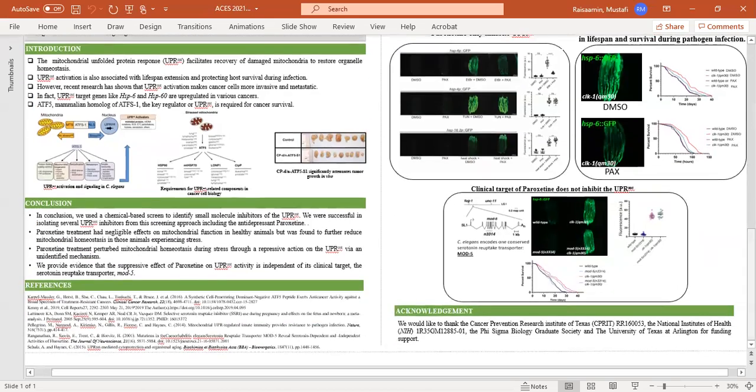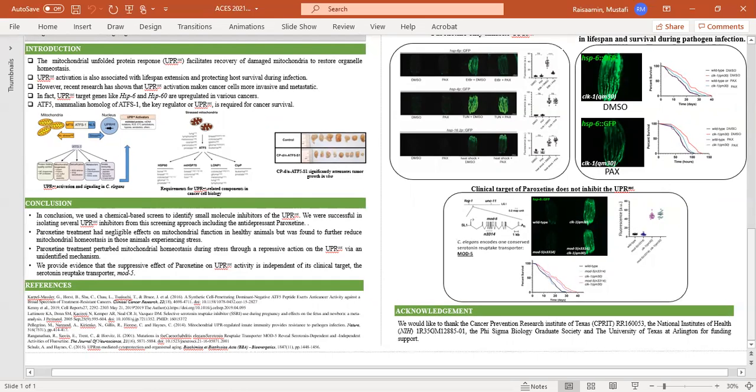Next, we looked into the clinical target of paroxetine. We know that C. elegans encodes for only one conserved serotonin reuptake transporter, mod-5. So we used the mod-5 null mutant, and we prepared a cross with our CLK-1 mutant. Using the double mutant, we looked at the fluorescence and the lifespan assay.